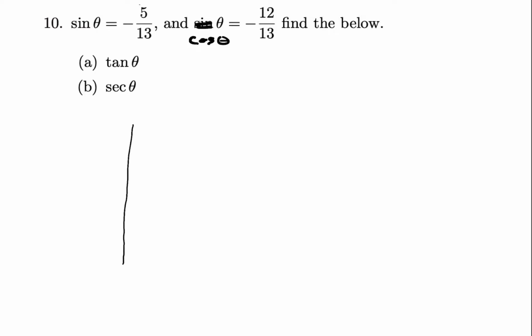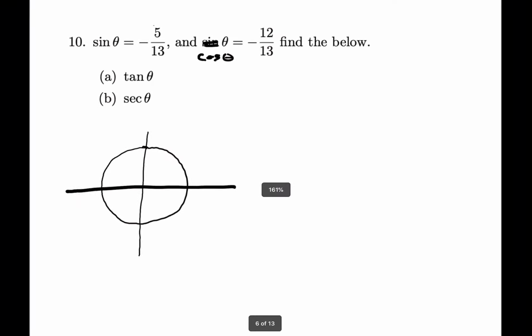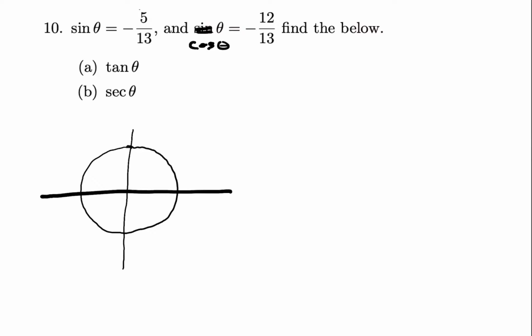So again, I suggest you draw every time you do these problems, especially when you do your own homework as well, right? So let's draw a circle. So sine theta is negative 5 over 13. Again, I'm going to view this as negative 5 over 13 and negative 12 over 13. So this is sine theta, this is cosine theta.